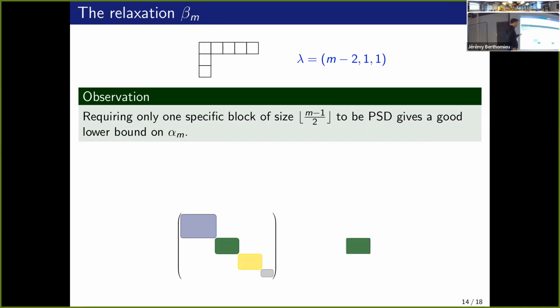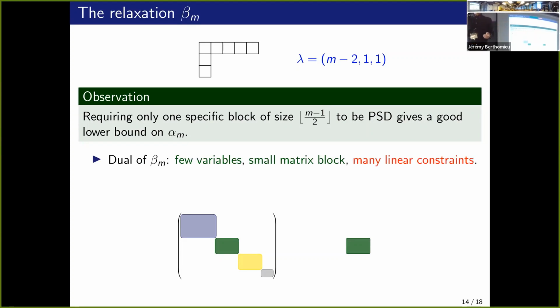And there turns out to be one block which works very well. It's the block which corresponds to this irreducible representation of the symmetric group. Here you see the partition. And this block has size linear in m, it's very small. And it gives a good lower bound on α_m. We saw that this is a good lower bound just experimentally from the values we compute.